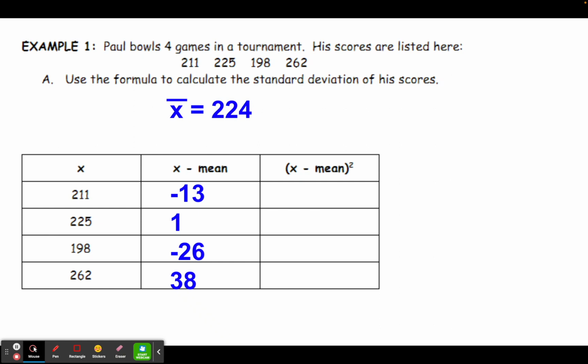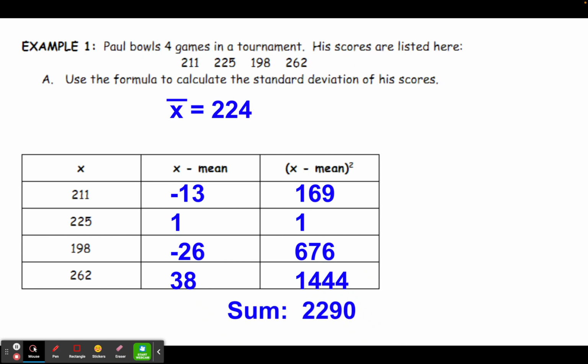Now, to eliminate those positives and negatives, what we want to do is square each of those differences. So negative 13 squared is 169. 1 squared is 1, negative 26 squared is 676, and 38 squared is 1444. Remember that when you square negative numbers, you end up with a positive, because a negative times a negative is a positive. Now the formula says to sum all of those squared differences. So if I add up all the numbers in that last column, I get a total sum of 2,290.